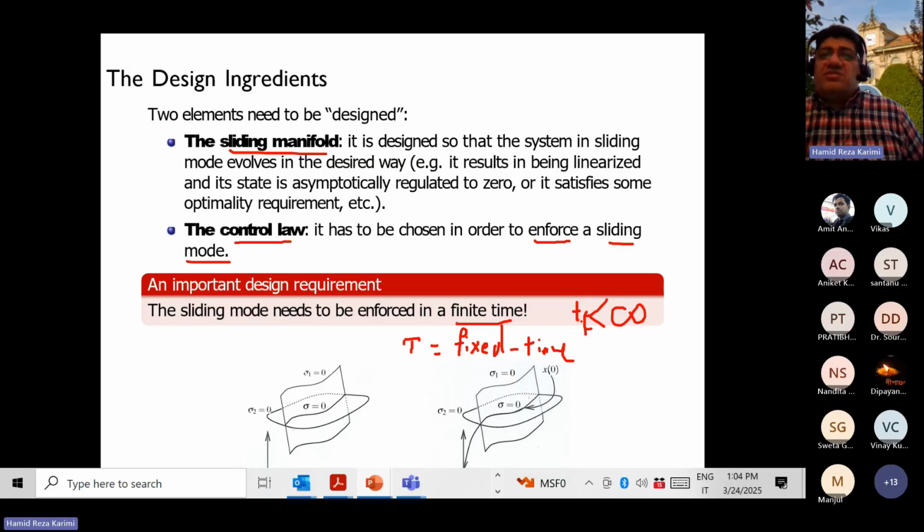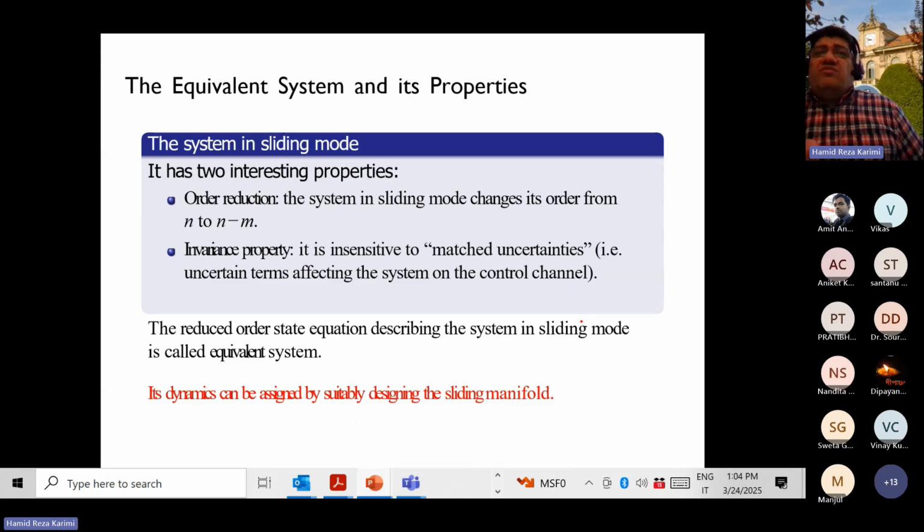These are the important topics. Okay. So the equivalent system and its properties. The system in a sliding mode has two interesting properties. One, order reduction. This is very important because when you design the sliding mode control, the system in sliding mode changes the order from n to n minus m.